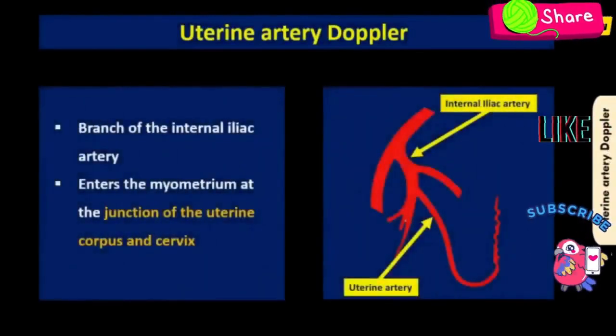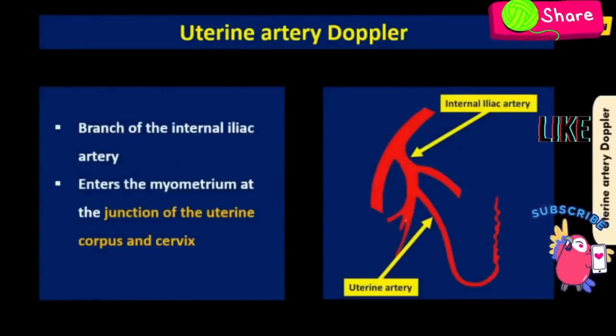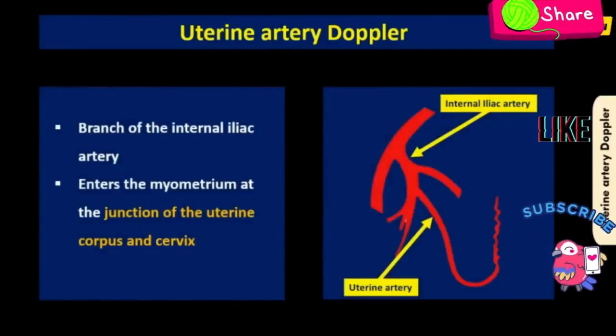Okay, let's start with the uterine artery. The maternal side of the fetoplacental circulation is represented by the uterine artery. The uterine artery is a branch of the internal iliac artery. It enters the myometrium at the junction between the uterine corpus and the cervix.